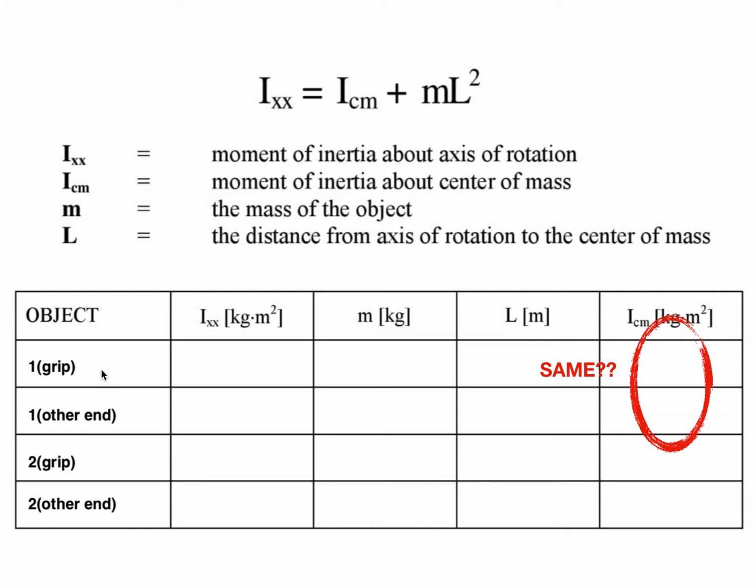And think about it. Object 1 is a baseball bat, right? And we're going to hang it at the grip and also at the other end. Do you get the same ICM in different situations? Yes, because we know ICM is the moment of inertia about the center of mass. So it's pretty consistent in the same object. It doesn't matter when you change the axis of rotation, because it's the moment of inertia about the center of mass. The value is fixed. Okay, that's pretty important.